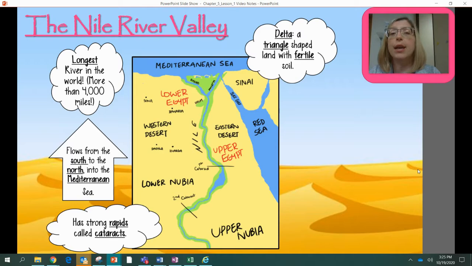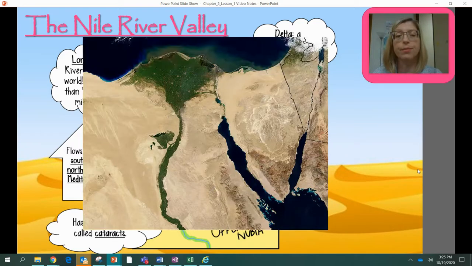Okay? The delta was a triangle-shaped land with fertile soil. So not only did you have the Nile River, but then at the top it sort of branched out like this, like a triangle. And there was a fertile area there before the water went into the Mediterranean Sea. There you go. See all the green coming down from the bottom and fanning out like this? The delta was very fertile also.